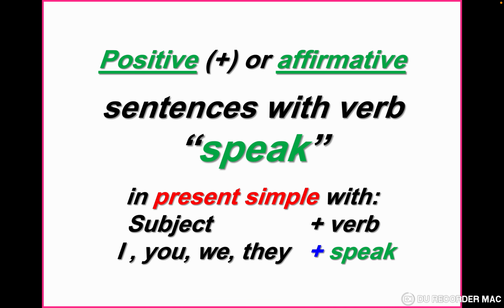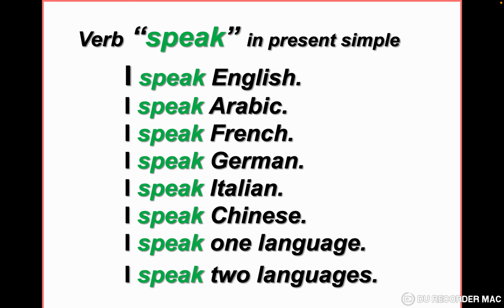Positive sentences or affirmative sentences. I speak English. I speak Arabic. I speak French. I speak German. I speak Italian. I speak Chinese. I speak one language. I speak two languages. So students, they say I speak two languages. No, I speak two languages. So this is the positive form.